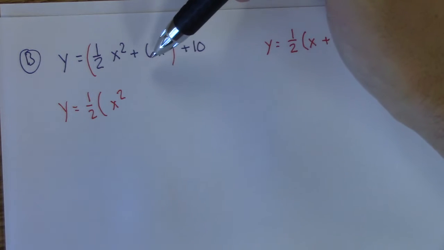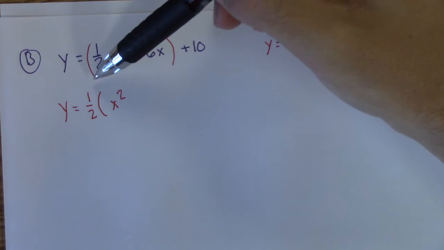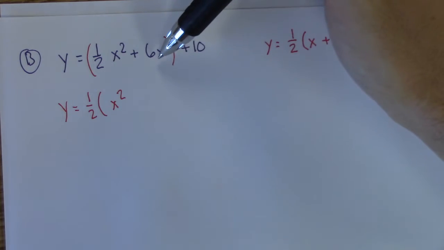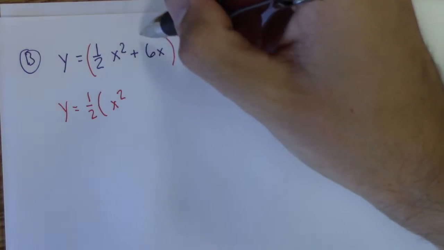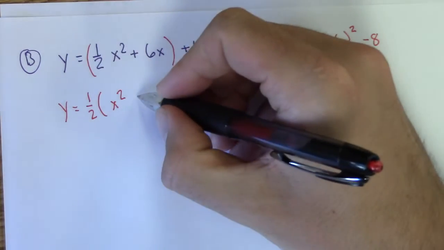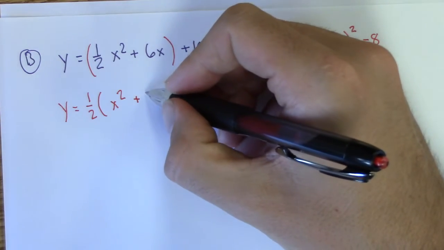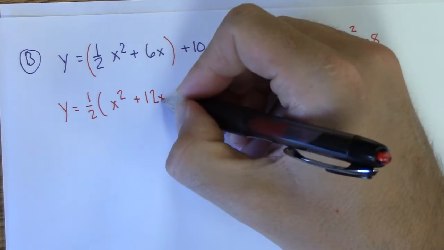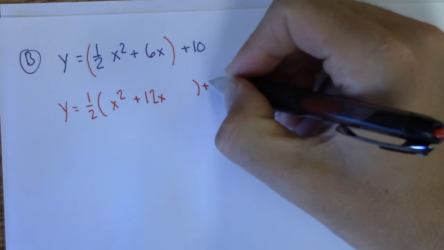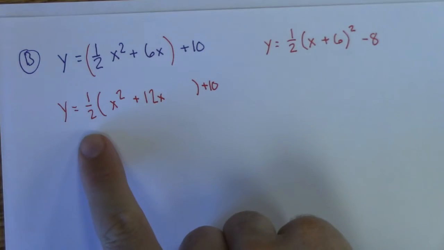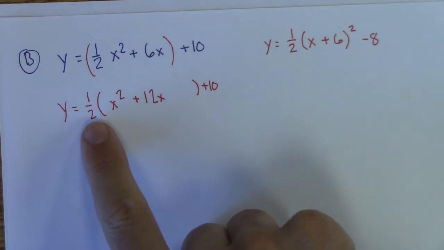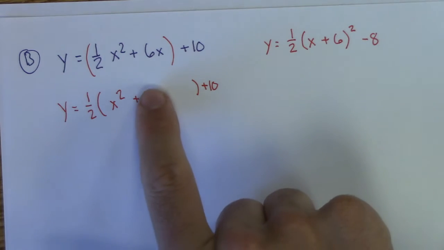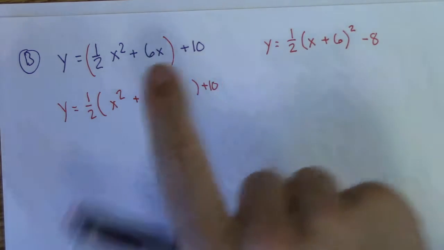I'm not taking 1/2 of 6. I'm taking 1/2 of a number to get to 6. So when I pull that 1/2 out, this spot right here actually becomes a plus 12x. Right? Because if I distribute this 1/2 back, 1/2 of 12 is 6.